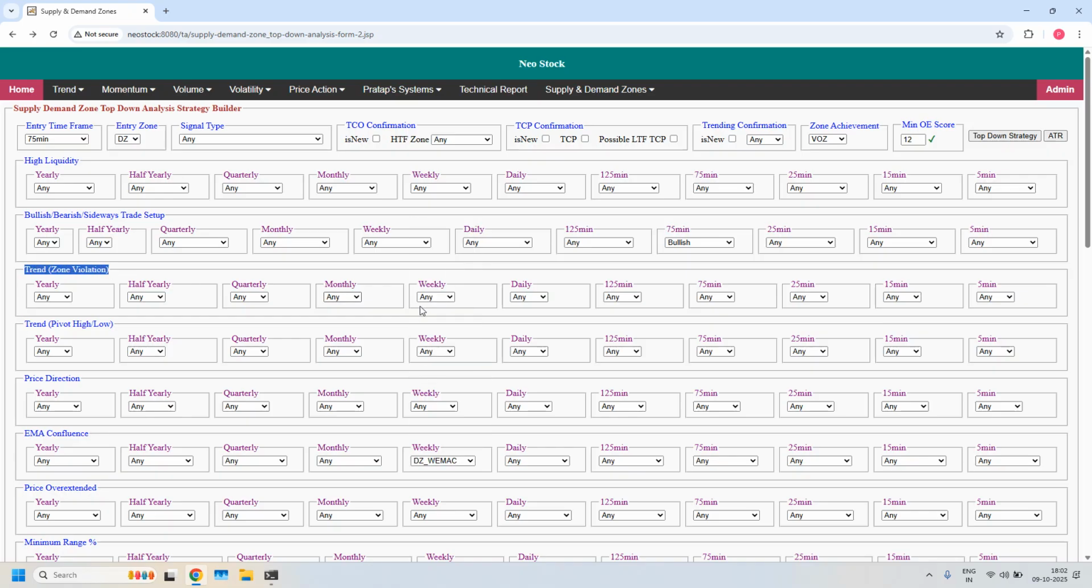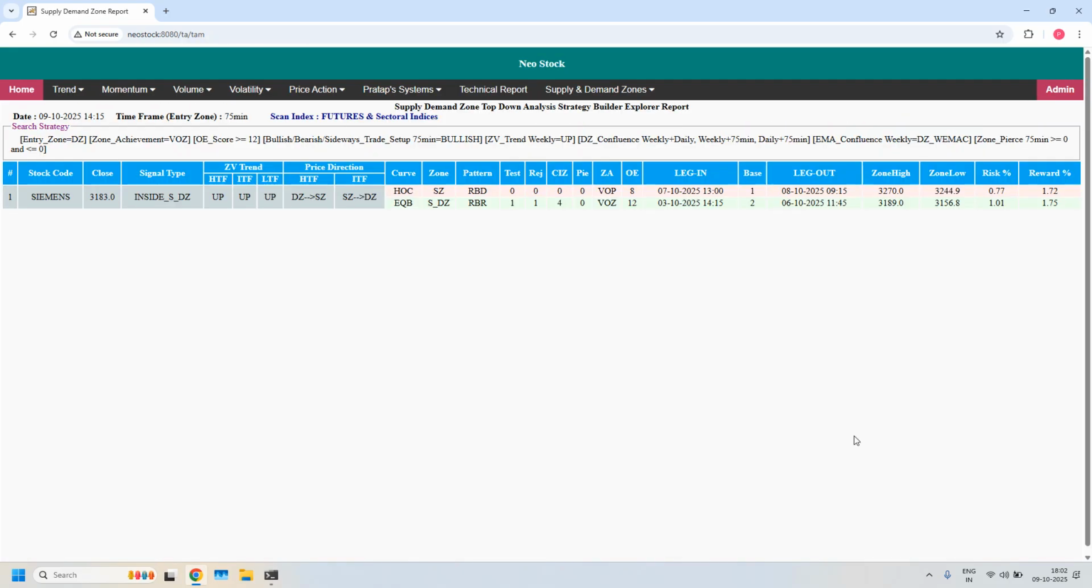And at the same time, trend on the weekly should not be sideways. It can be uptrend because it is bullish trade setup. One stock is filtered. So this 75 minutes demand zone might be having more high probability to get success, provided less than 20 checklist items are satisfied. Otherwise, higher chances of zone violation. So this is about bullish trade setup for weekly income trade.